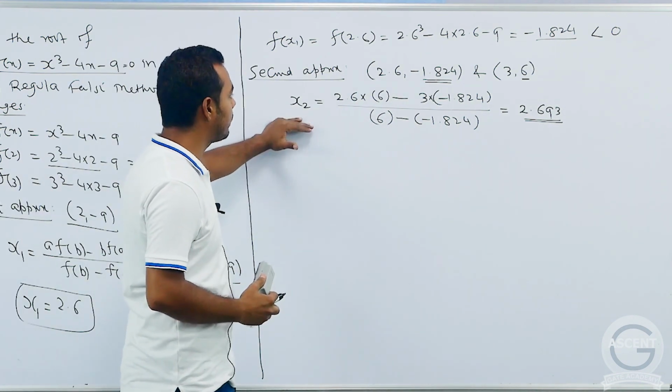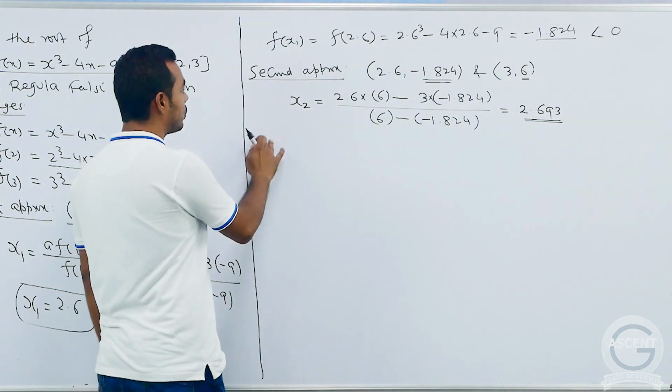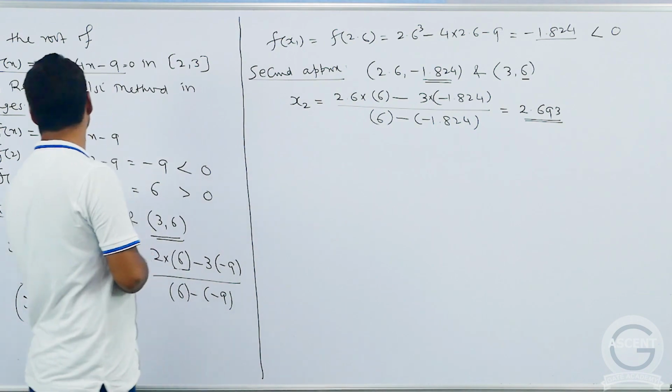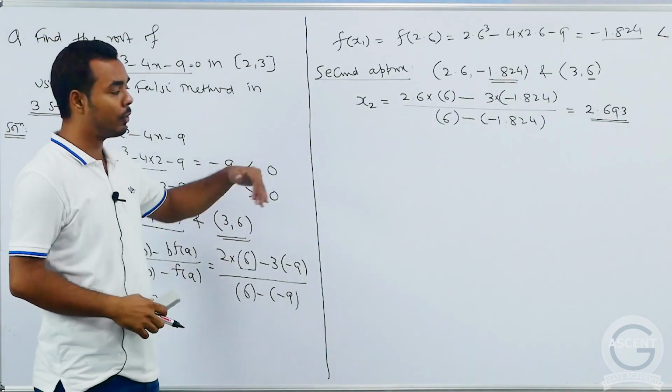So after 2 iterations, you can see that the root will be 2.693. But the question is, we have to find the solution in 3 stages. We have to find the value of x3. So we need to perform one more iteration.